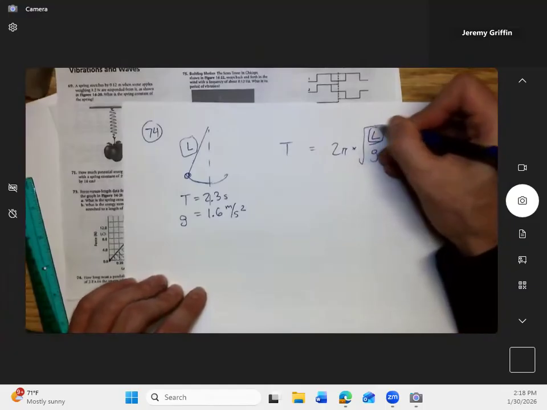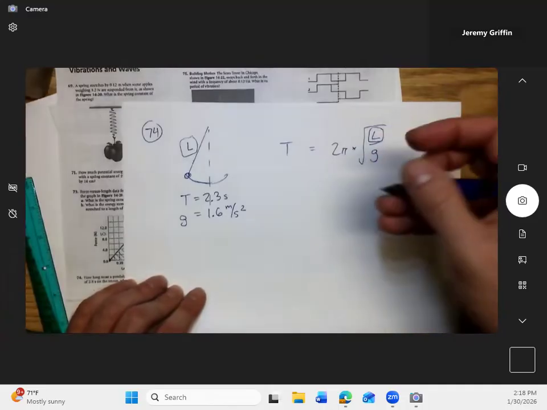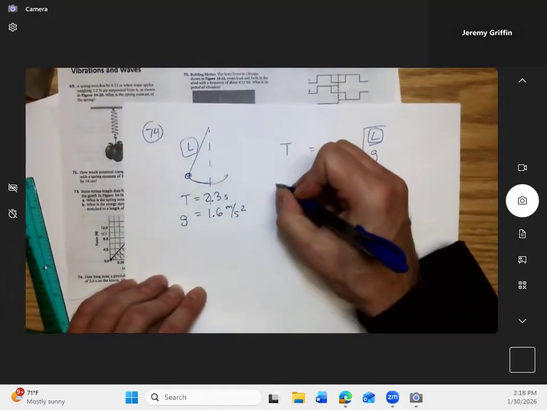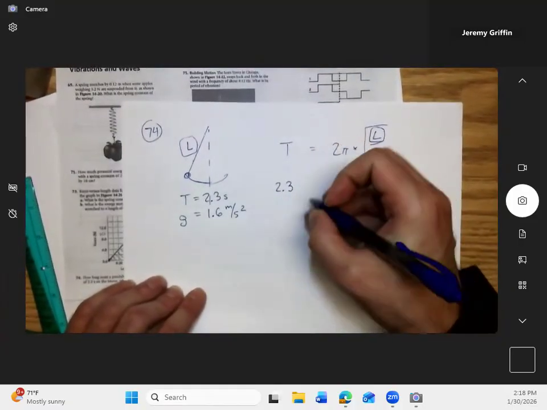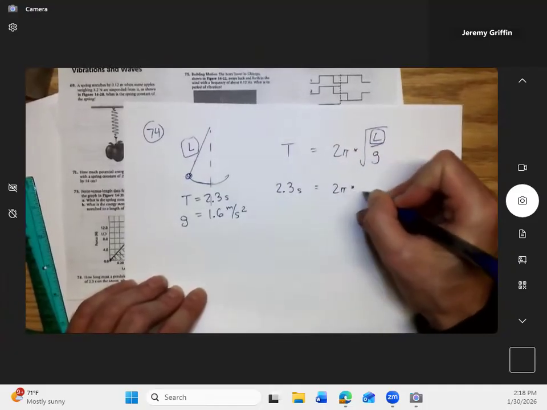We're solving for this L, right? Solve for that L. All right, let's go ahead and plug in numbers first. If you were in my AP class, you'd probably have to solve in terms of variables. So, T equals 2 pi root.